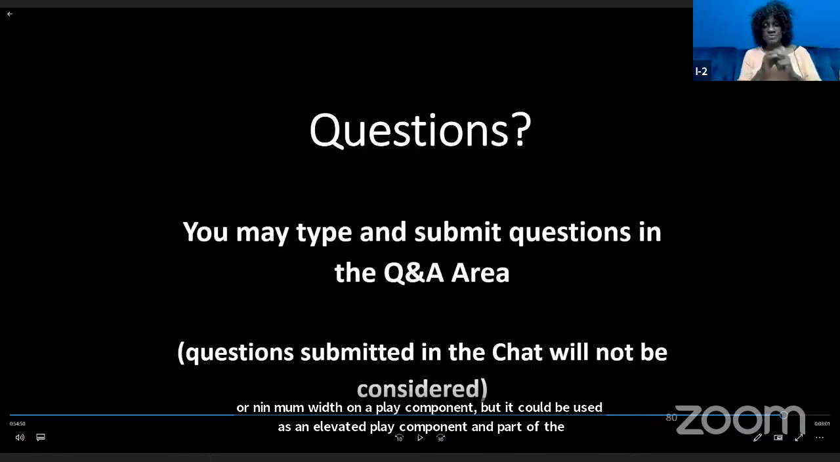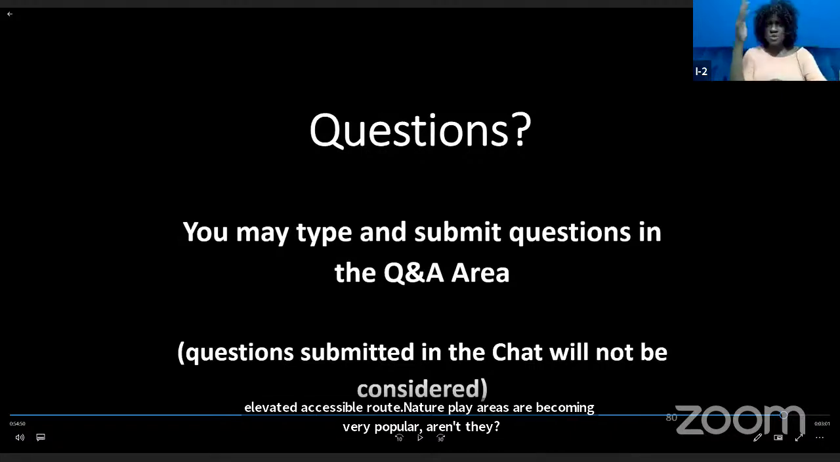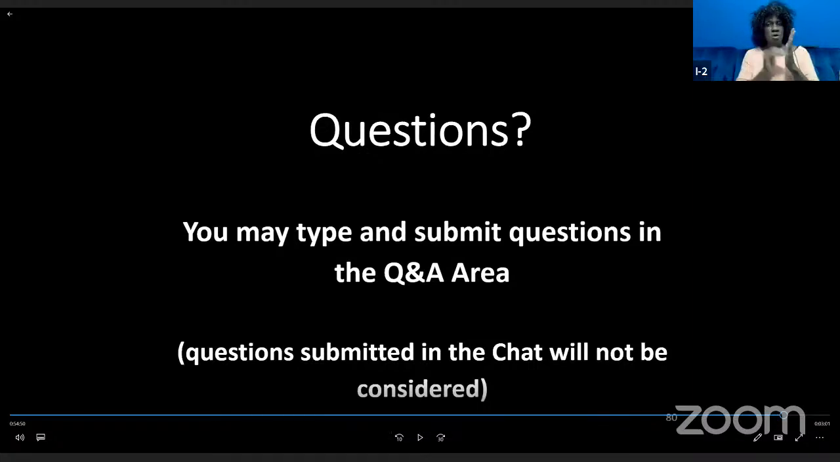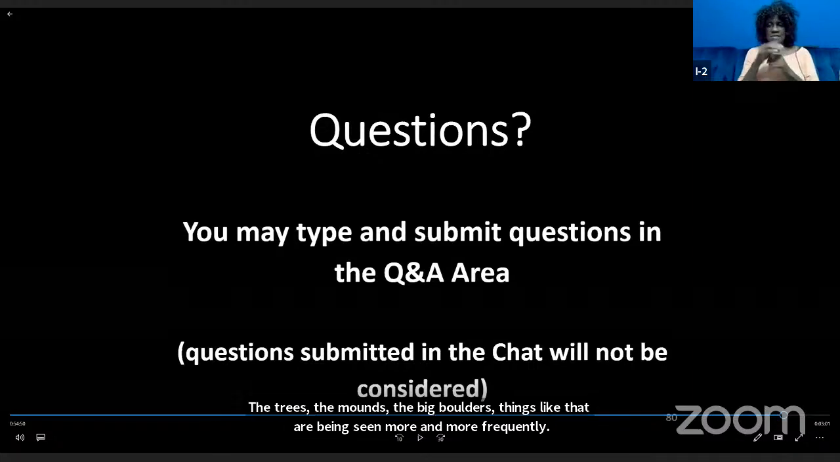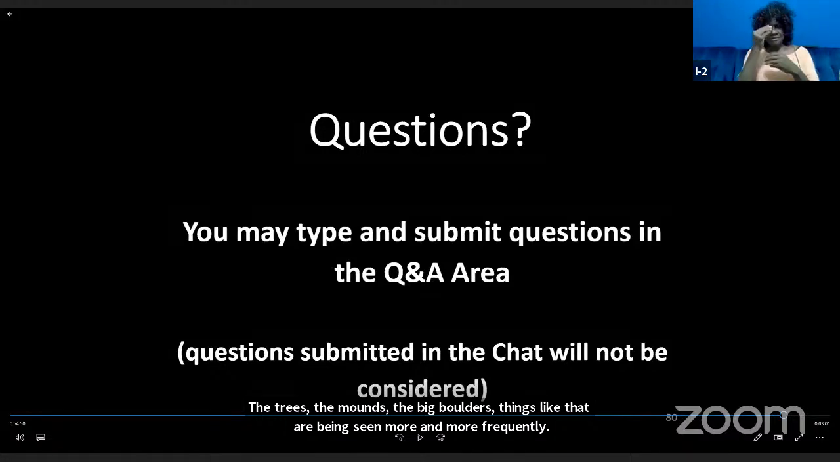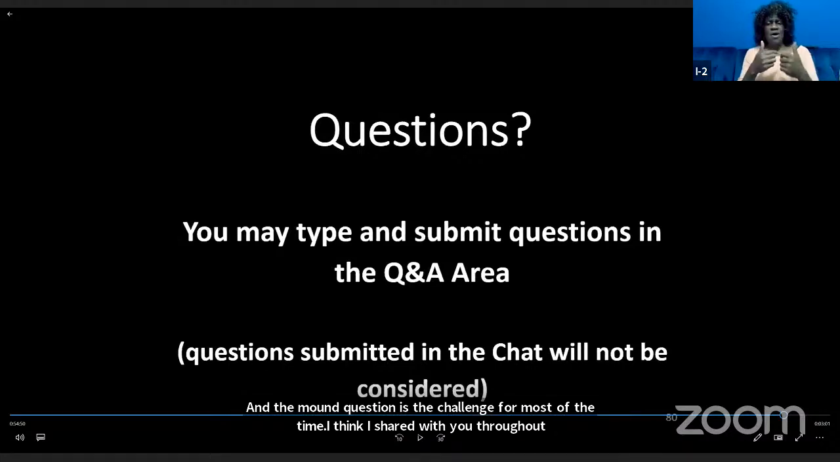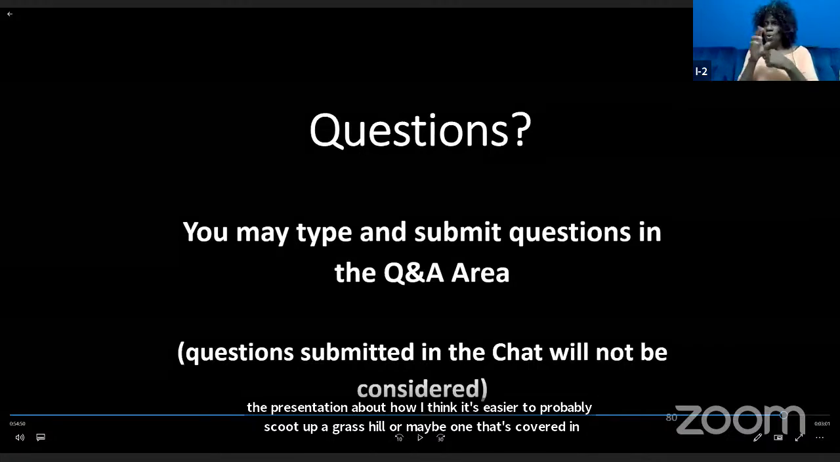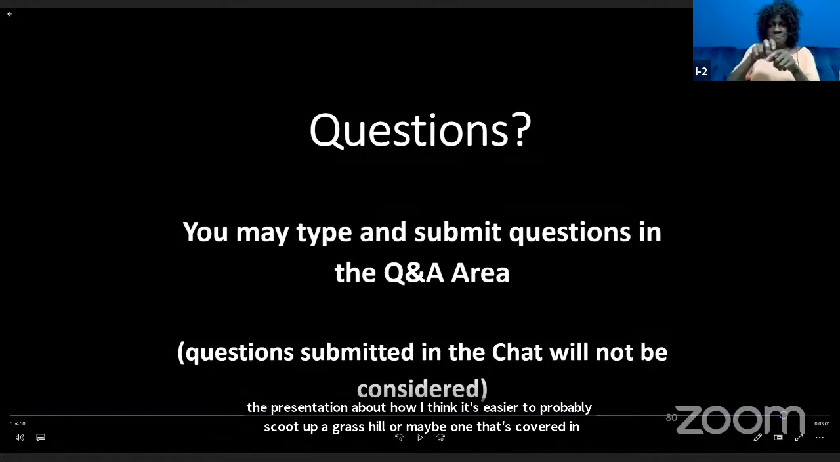Nature play areas are becoming very popular, aren't they? The trees, the mounds, the big boulders, things like that are being seen more and more frequently. And the mound question is the challenge most of the time. I think I shared with you throughout the presentation how it's probably easier to scoot up a grass hill, or maybe one covered in synthetic sports turf, backwards instead of going up individual steps at a time.